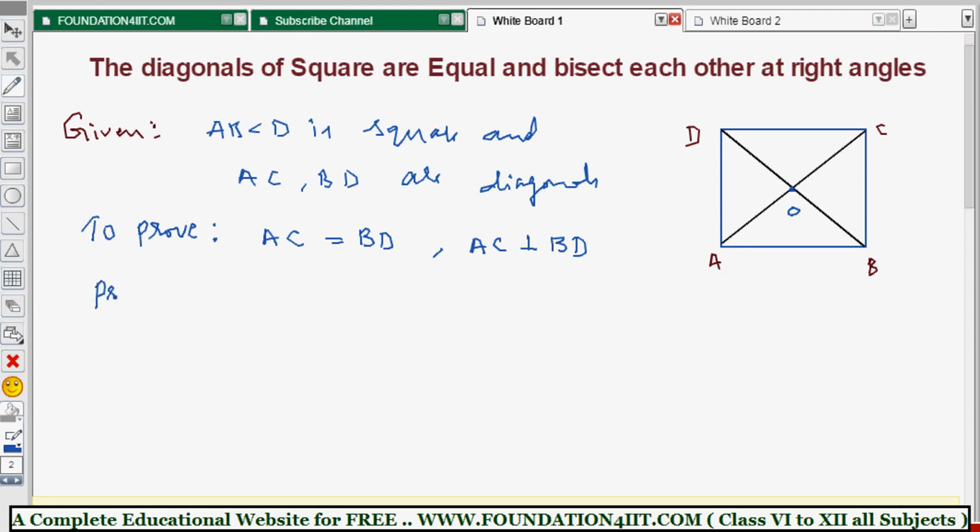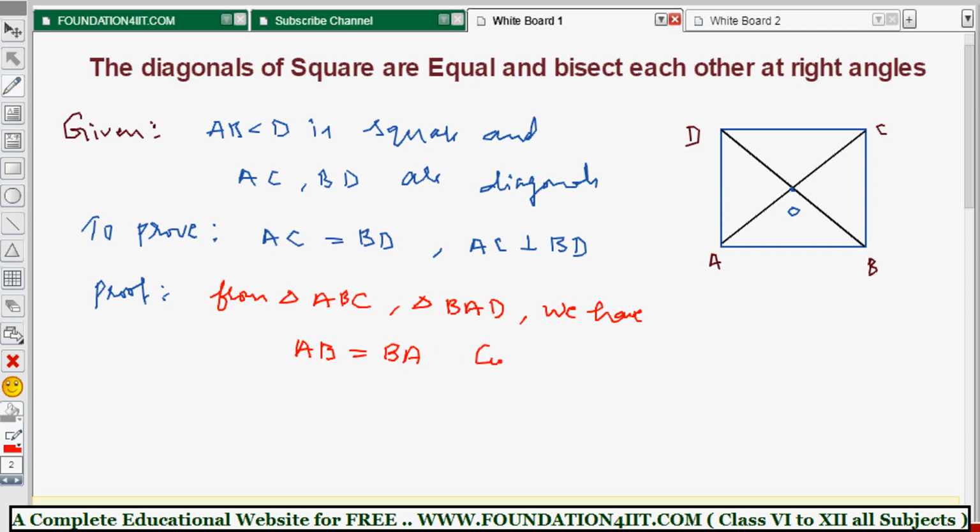Okay, in the proof, take the two triangles. From every triangle, one of the diagonals, so AC and BD, should come. So AC will come from triangle ABC. From ABC, AC is the diagonal. Again from the other triangle, that is BAD, the diagonal BD is there. So from these both, what do we have? AB is equal to BA. So that is the common side, right?